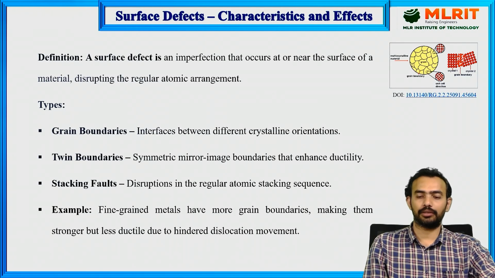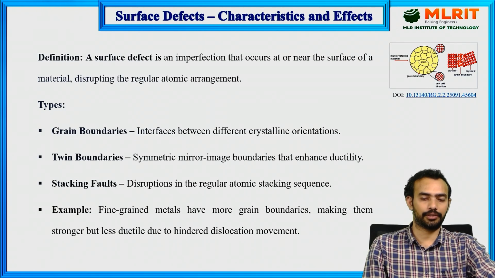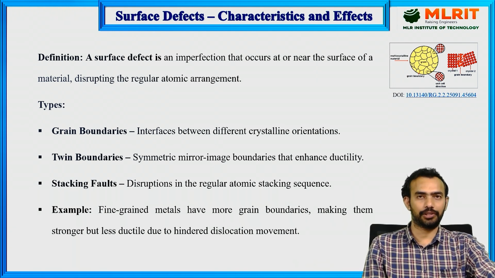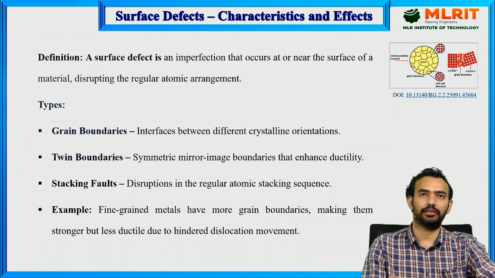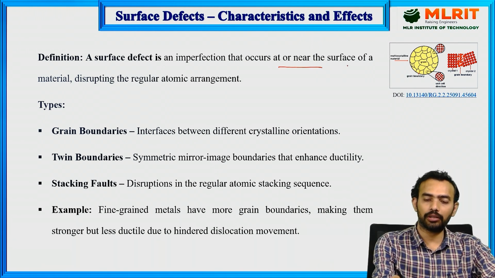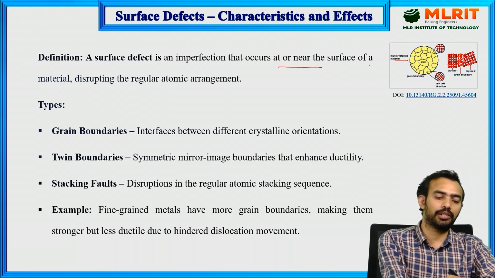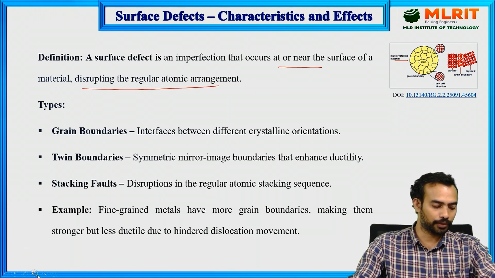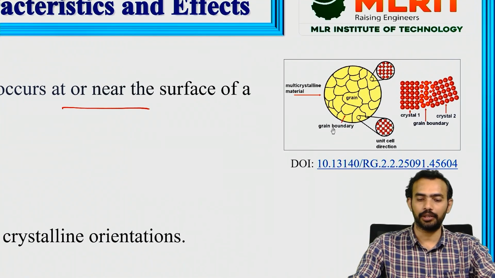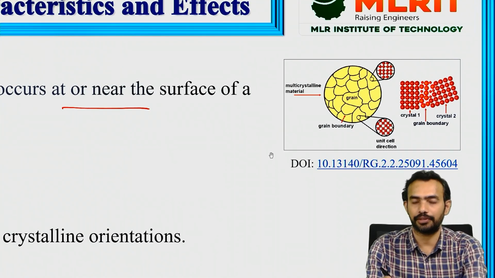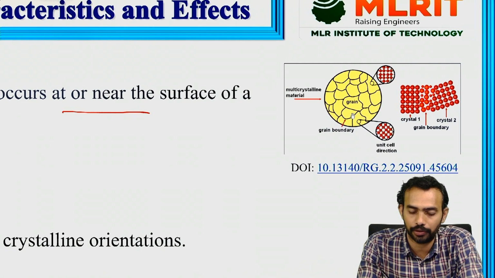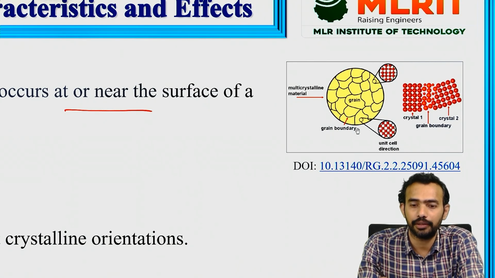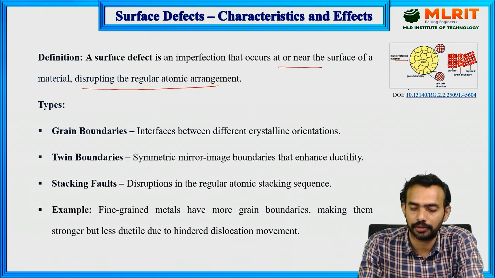So let us go into surface defects, their characteristics and their effects. Before that, let us define a surface defect: it is an imperfection that occurs at or near the surface of a material, disrupting the regular atomic arrangement. If we closely observe the picture provided, let us consider these are the grain regions. These are the individual grains here. This is one grain and this is another grain.